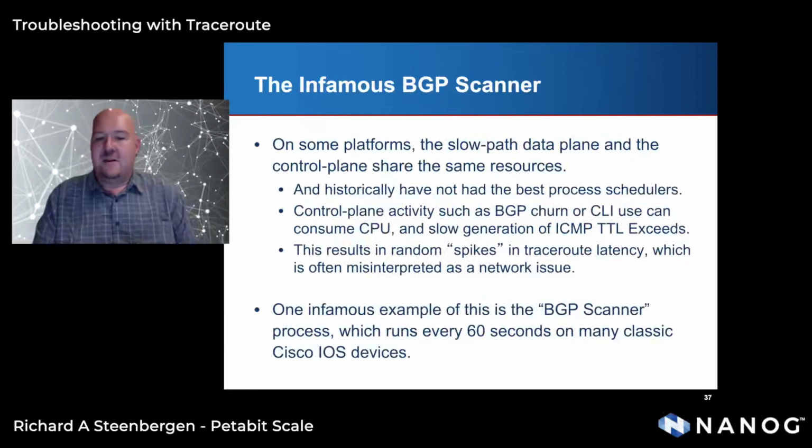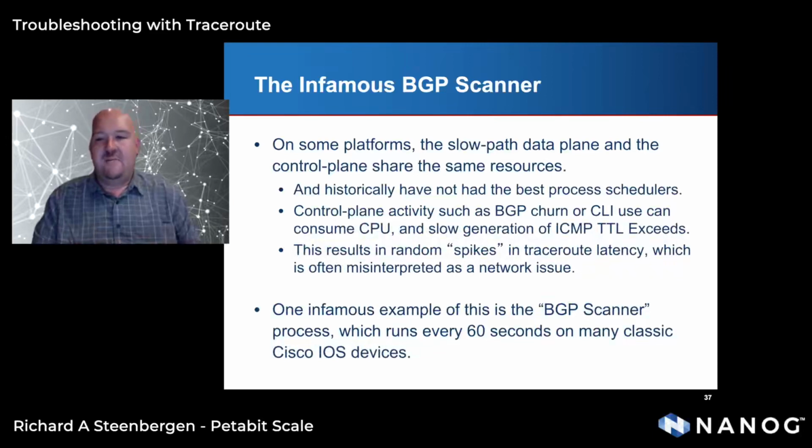So on a lot of platforms that are out there, especially legacy platforms, what you have is the slow path data plane and the control plane actually share the exact same resource. So historically, especially if you go look at older IOS devices, they haven't had the best software. They haven't had the best process scheduler. So they're not very precise in how they switch back and forth between processes. So what you would see is if you have BGP churn, for example, you flap a BGP session or you bring up a new session, or you use CLI, so you run a command that takes a lot of resources and generates a lot of output. This can slow the generation of your ICMP TTL exceeds. And this will result in random spikes in traceroute latency that can often be misinterpreted as a network issue.